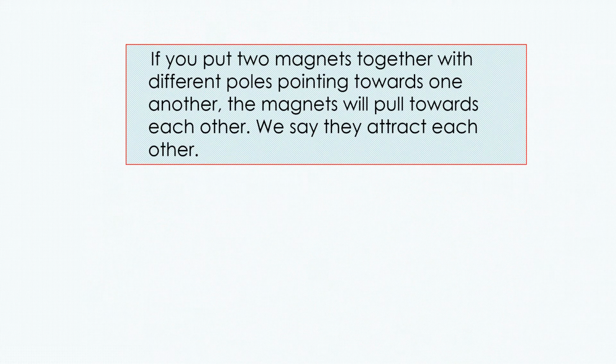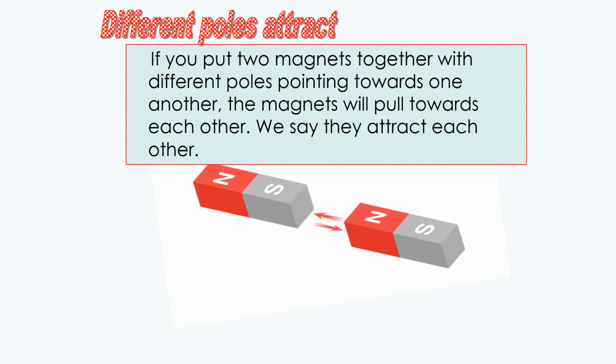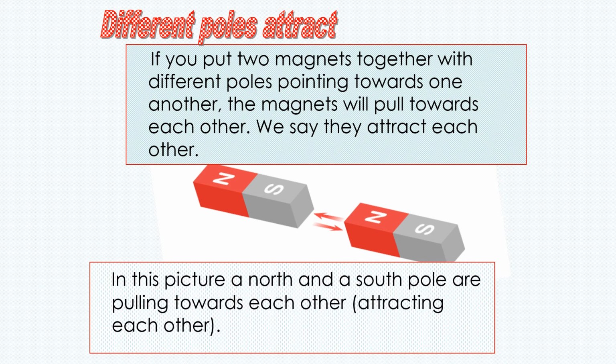Understood? If you put two magnets together with different poles pointing towards one another, the magnets will pull towards each other. We say that they attract each other. So if I have a south pole and a north pole of the magnets facing each other, they will attract each other very fast. And why are they doing this? Because we have learned that these are unlike poles, alag poles hain, and that is why they attract each other. In this picture, a north pole and a south pole are pulling towards each other, or we can say that they are attracting each other.